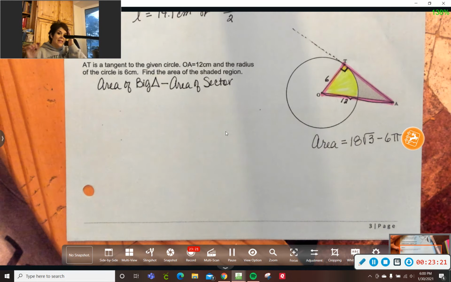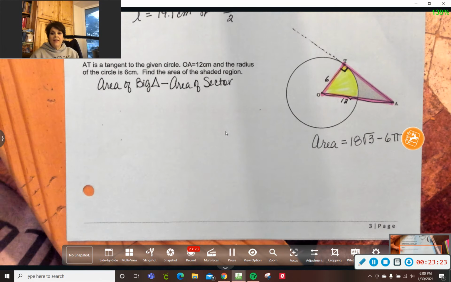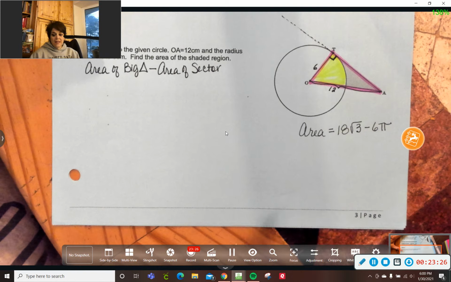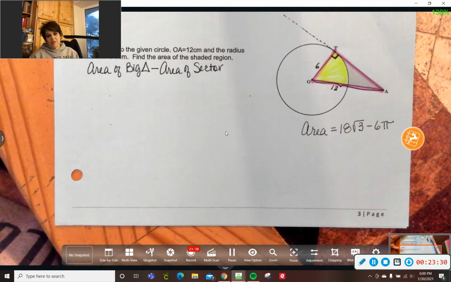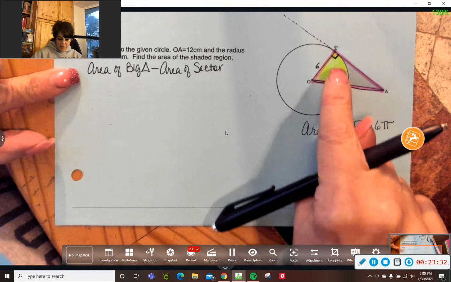They want it to be exact. What exactly is the area? When they say exact, they want it like this. If they say 3 sig figs, you can do decimals. All right, so let me help you a little bit.